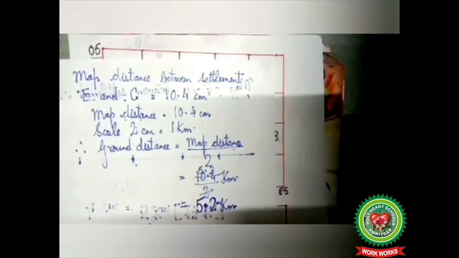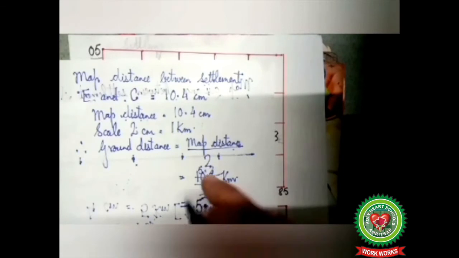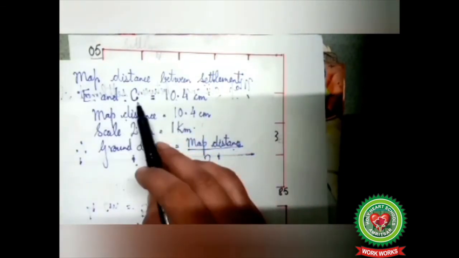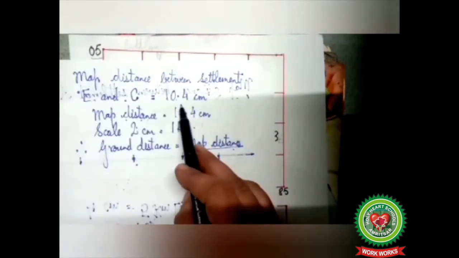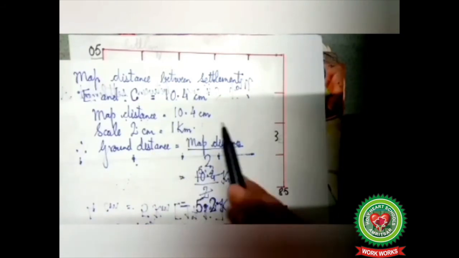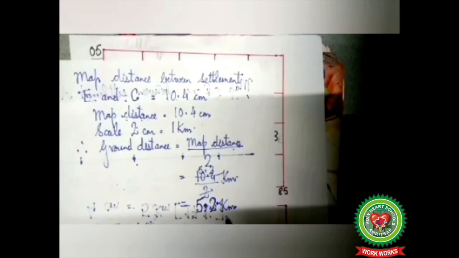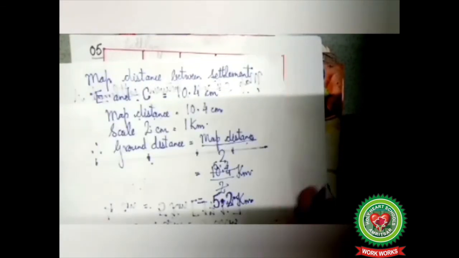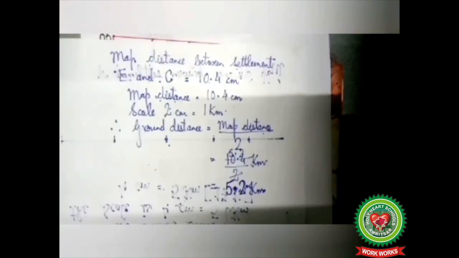So we can say that the map distance between settlement E and C is 10.4 centimeter, and the ground distance between the same two settlements is 5.2 kilometer. Now let us find out the distance between the two given settlements or villages in the topographical maps, that is sheet number 45D7 and 45D10 in your geography textbook.